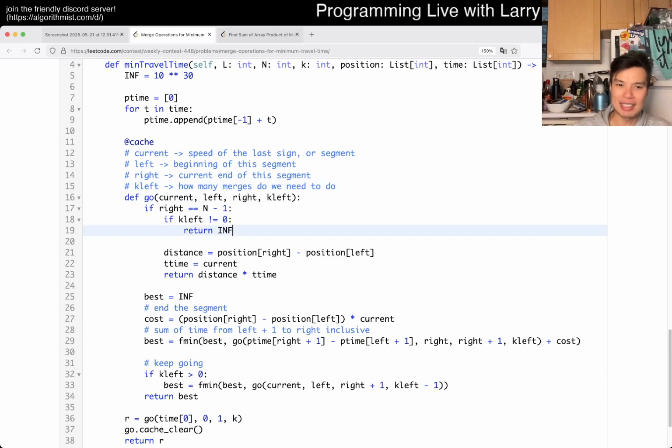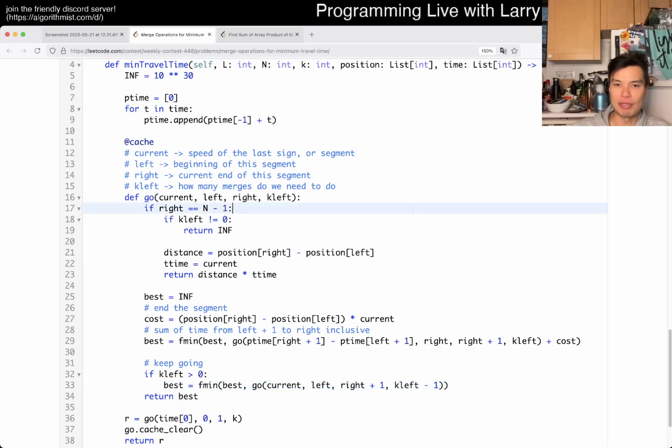The base case is just that, okay, when you're done, if you have merges left, then you return infinity because you have to use them all. Otherwise, now you can finish the last segment, which is this is the distance, this is the cost required per kilometer, and you multiply them, and that's it. I think actually, now that I think about it, there are a couple of ways you can write this as well. For example, for this current speed, you can also just plus.